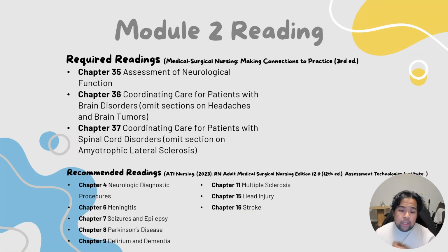So the Module 2 reading, these are the required readings for this section. We have Chapter 35, 36, and 37 from your FA Davis book, and then we will have these recommended readings from your ATI book.